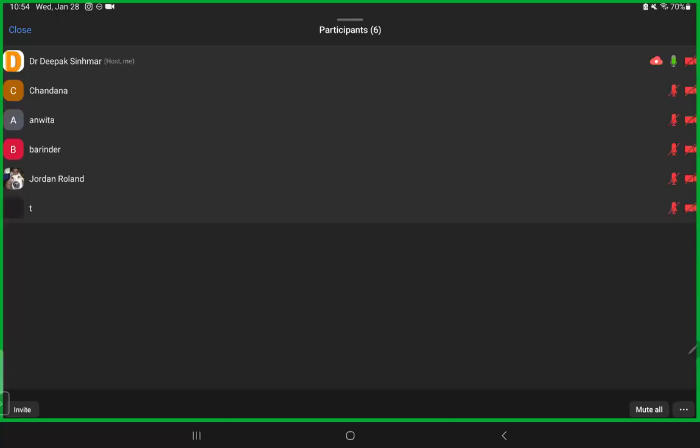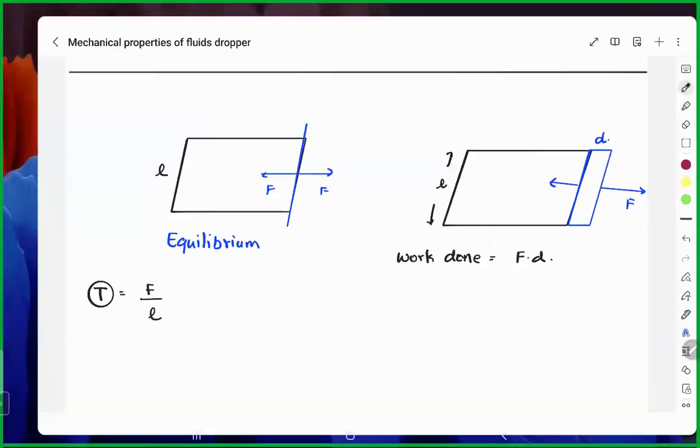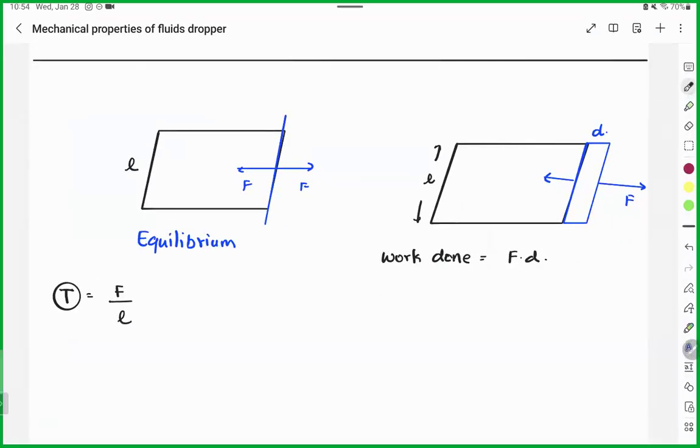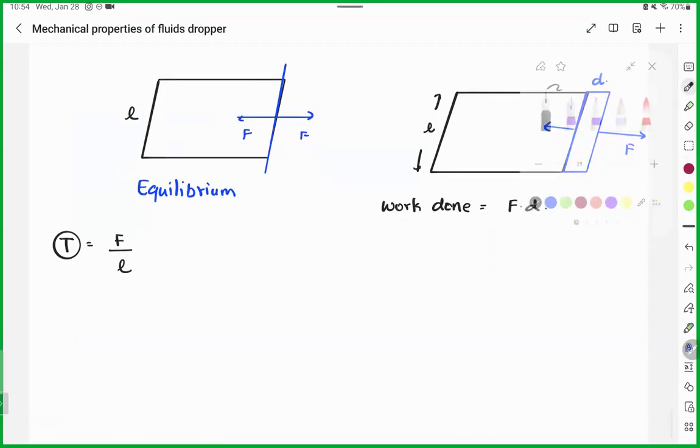Chandana, can you hear me? Yes, sir. So, surface tension is equal to force acting per unit length. Okay. Here we will use a symbol S, and that also tells us about the magnitude of surface tension.